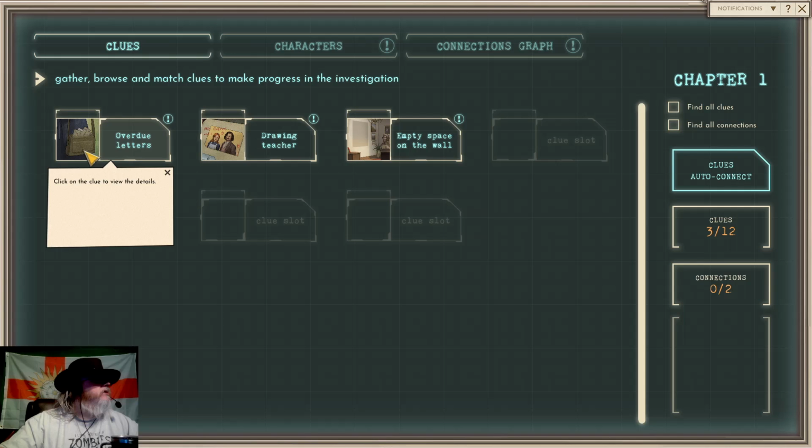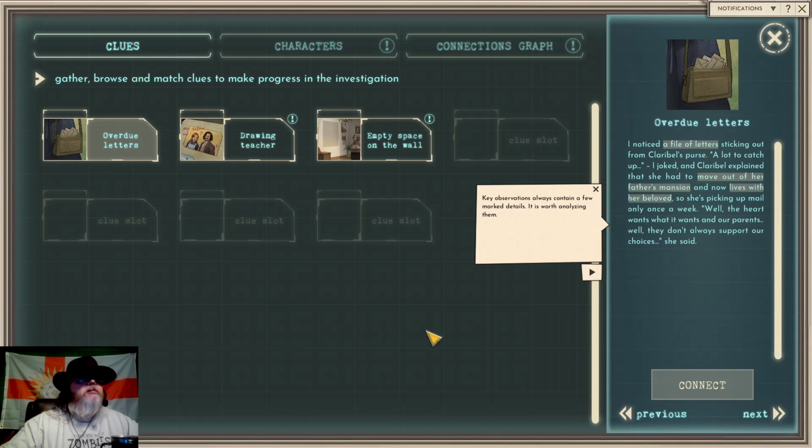Click on the clues to see the detail. Overdue letters. I noticed a pile of letters sticking out from Claribel's purse. A lot to catch up, I joked, and Claribel explained that she had to move out of her father's mansion and now lives with her beloved. So she'd pick up mail only once a week. Well, the heart wants what it wants, and our parents, well, they don't always support our choices, she said.